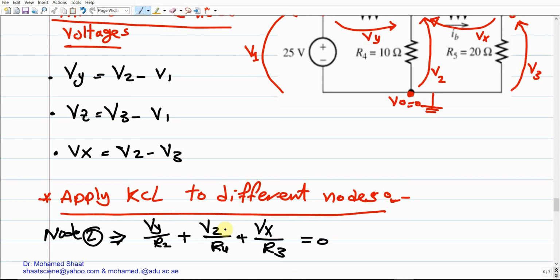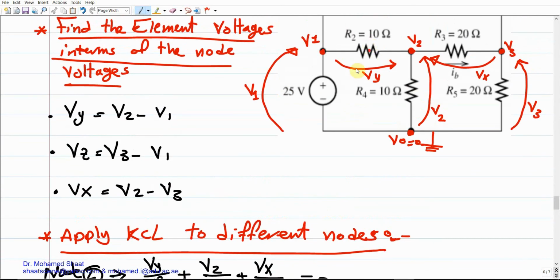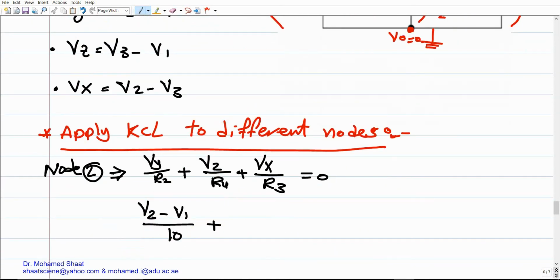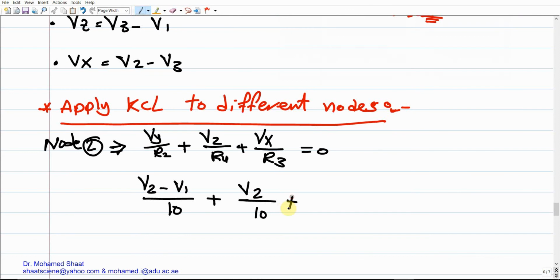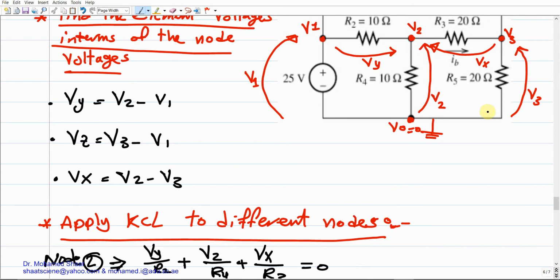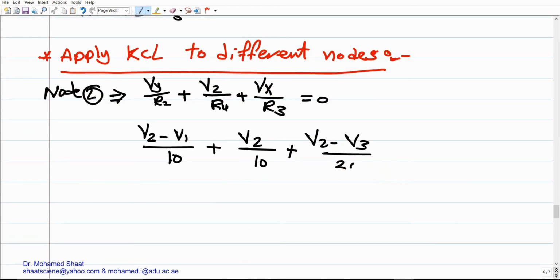Then we can rewrite this equation, making sure to replace all the element voltages with node voltages, as we did in the previous step. For example, how much is Vy? We got it as V2 minus V1. How much is Vx? We got it as V2 minus V3, but we're just going to carry on V2 as it is. So we can rewrite this equation in terms of (V2 minus V1) over R2. R2 is already given as 10 ohms, so it should be 10 in the denominator, plus V2 over R4. R4 is also 10 ohms, so it's 10, plus Vx, which we got as V2 minus V3, divided by R3, which is already given as 20. So it is 20, equals 0.